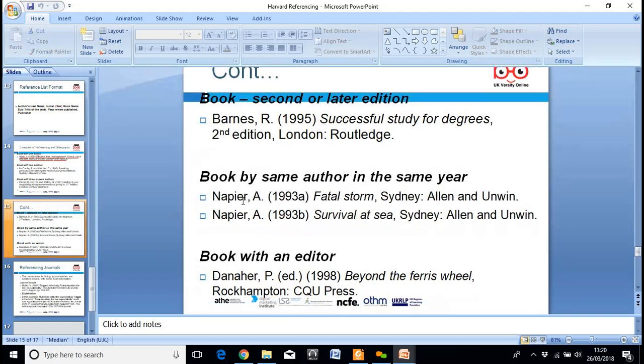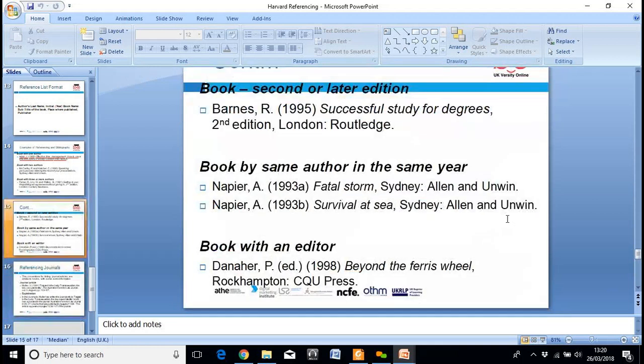Same author, same year, A and B. Two different things, different subjects, or separate books, I should say. Everything else is the same, so you just put A and B. If it's something that's been edited, it will say ED, editor. Again, then the title and where it's actually been produced.